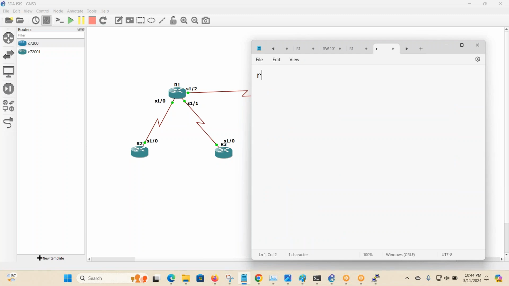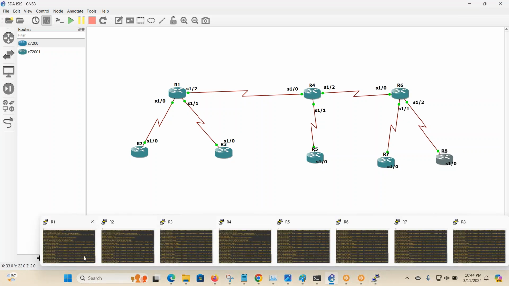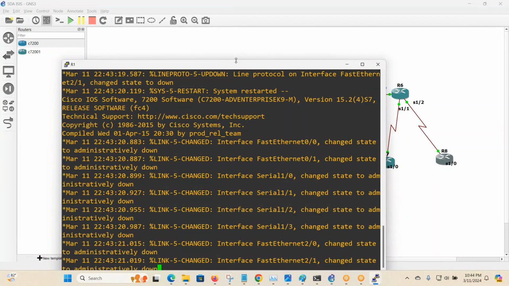So first of all, R1, enable global configuration mode. Then we have to configure an interface serial 1 by 0. I'm going to divide it into three areas. So this one is one area, this is the second area, this is the third area. So 10.1 networks, 10.2 networks, and 10.3 networks. So I'm just going to configure it.